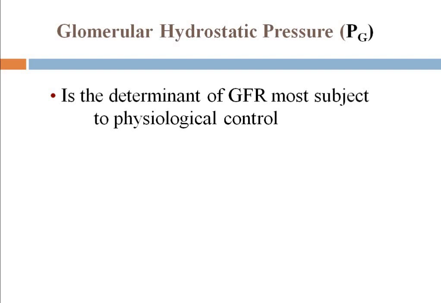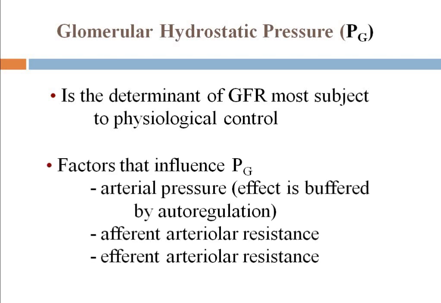Coming to the next pressure, that is glomerular hydrostatic pressure. It is the determinant of GFR most subject to physiological control. That means various things which are altering it, like arterial pressure, afferent arteriolar resistance, and efferent arteriolar resistance. There are various components which alter these parameters, and they are going to alter the hydrostatic pressure directly.